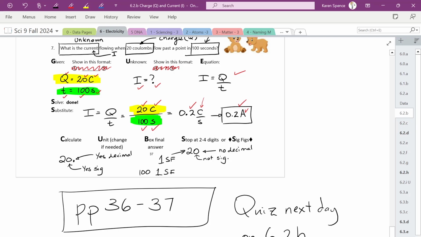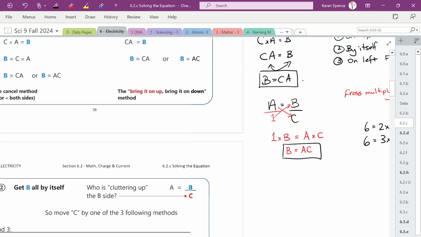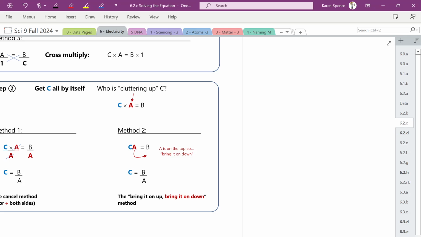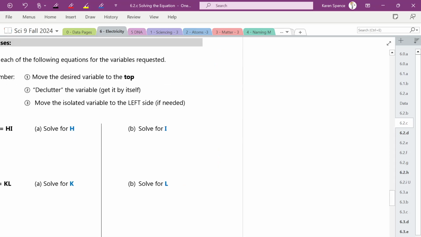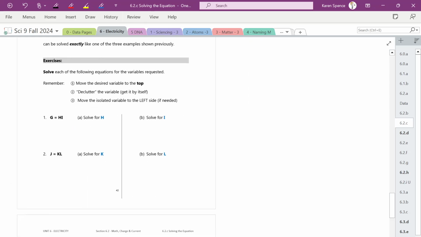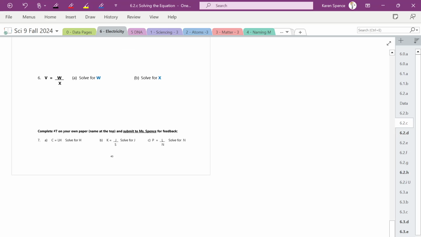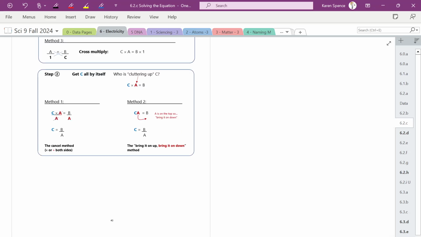If you're bored and you want to work ahead and you're like, algebra and me, we are friends. If you and algebra are friends and you don't need all this training in it, you could do page 42 and 43. So if you want to work ahead, you can do page 42 and 43. Okay?